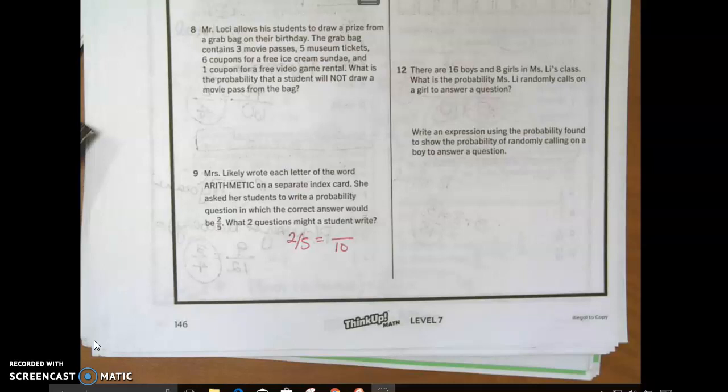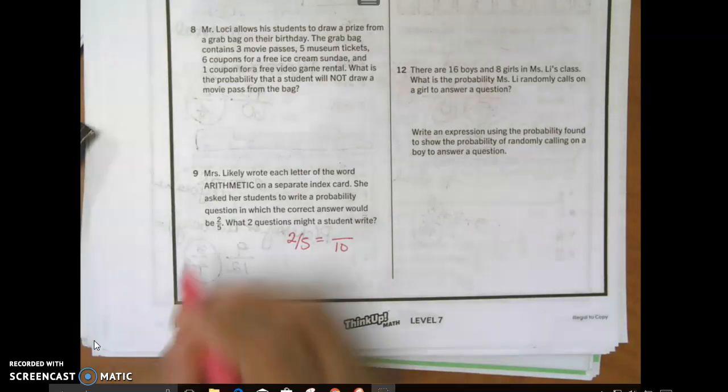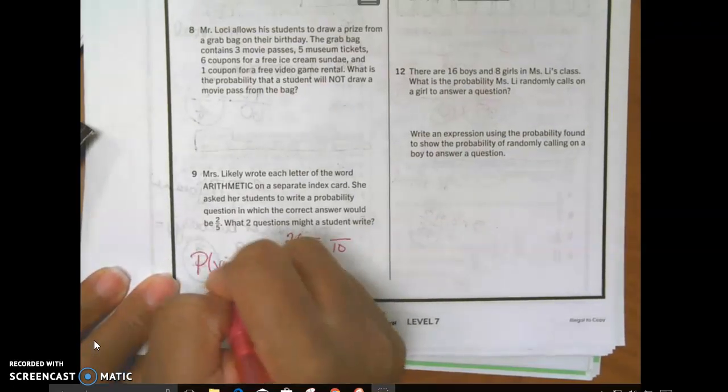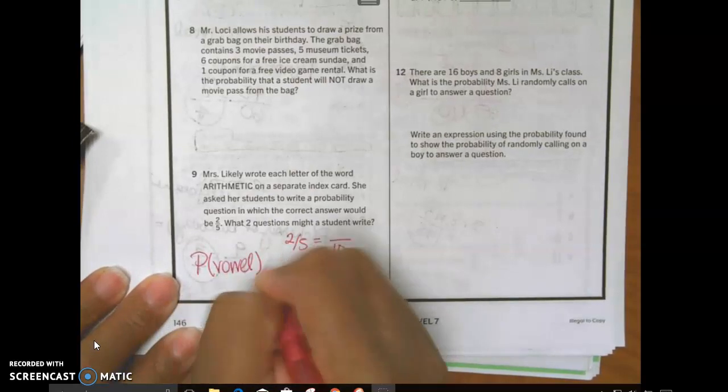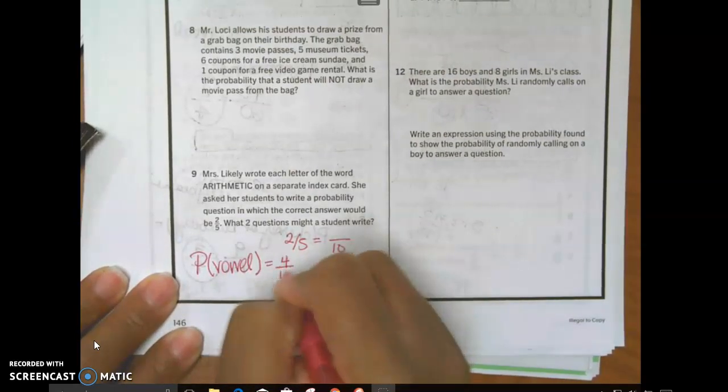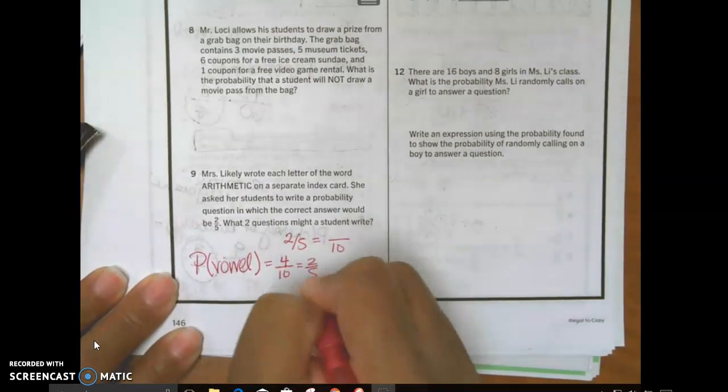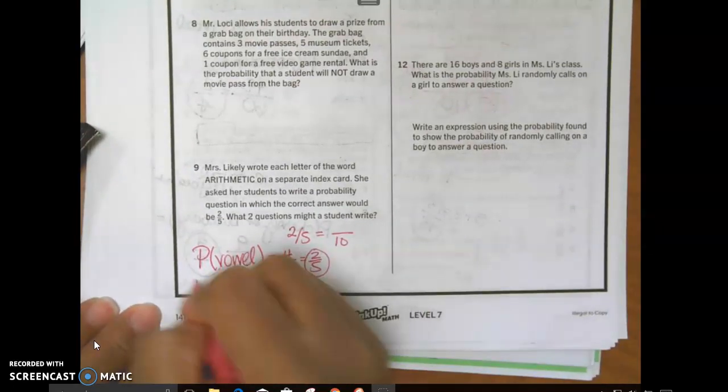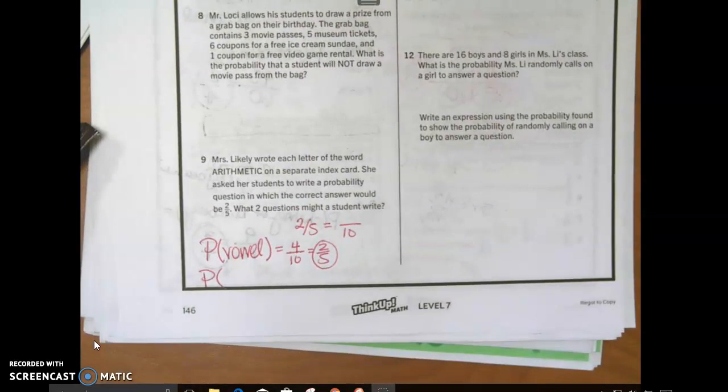4. There were 4 vowels, and it simplifies to what? 2/5. Okay? So the probability of a vowel is 4/10, which gives me 2/5. Cool. This is kind of snarky and smart alecky, but it works.